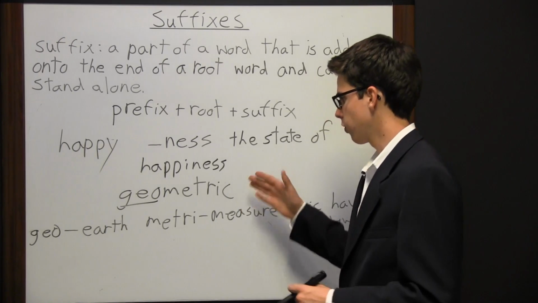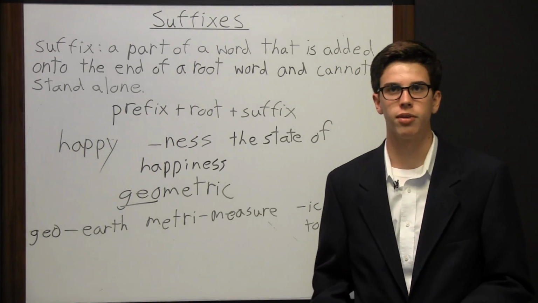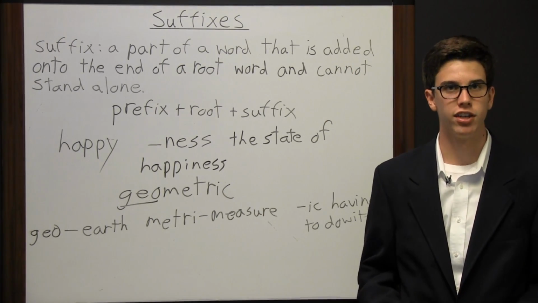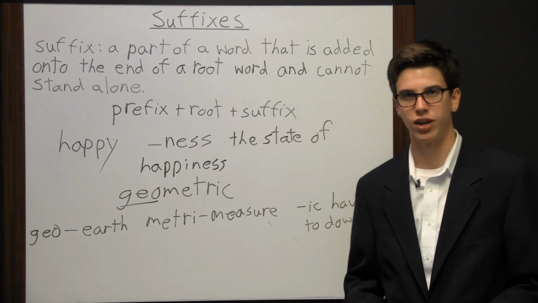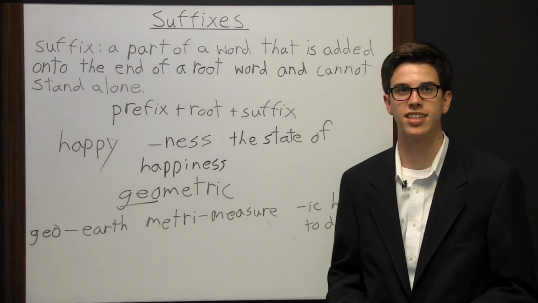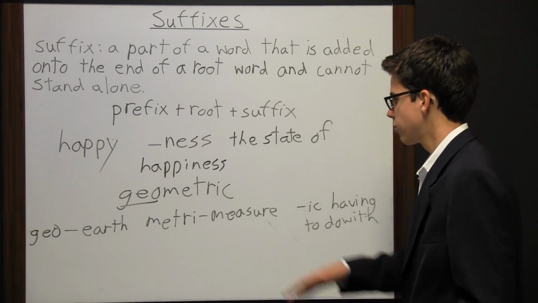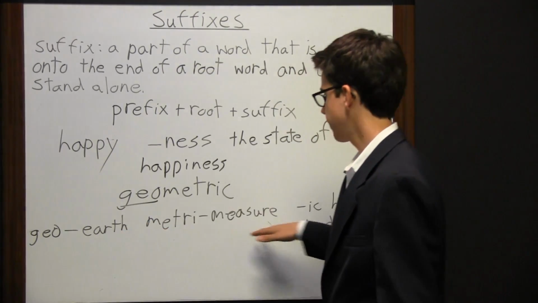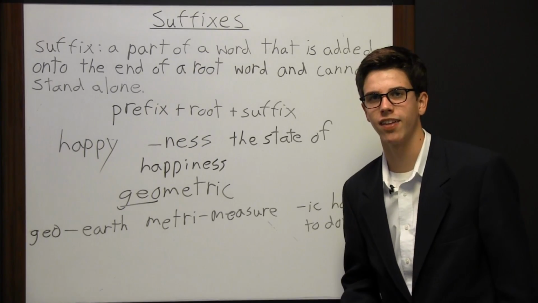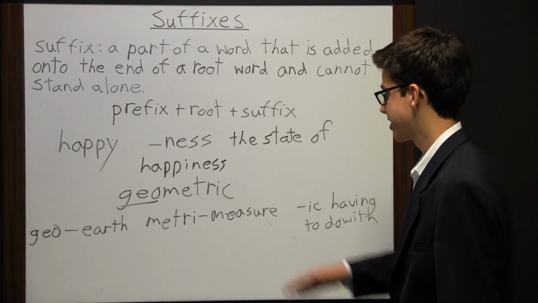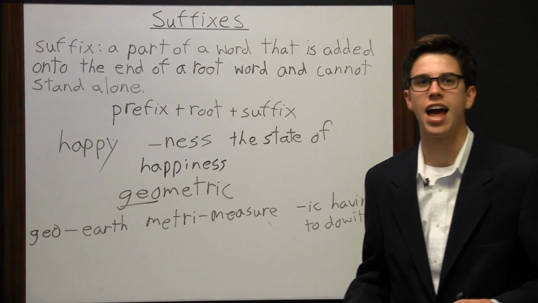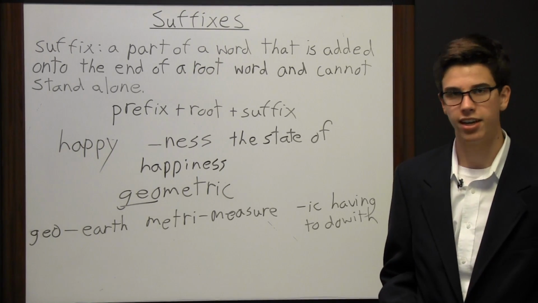Now, if you were to look up this word in the dictionary, you would find that the dictionary definition is of or relating to the branch of mathematics that has to do with measuring points, lines, and angles. So by using the definitions of each section of the word, we weren't necessarily able to define exactly the definition of this, but we were able to get a general idea.